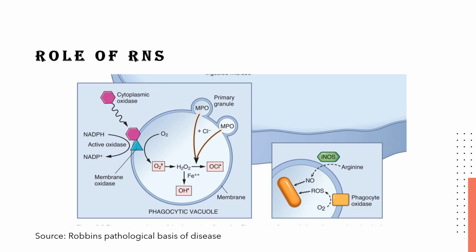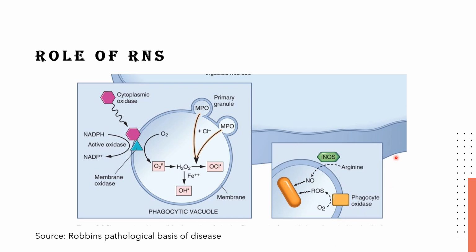Now coming to the role of the reactive nitrogen species, it is important to understand there are three important nitric oxide synthases. One is eNOS, or the endothelial NOS, one is nNOS, or the neuronal NOS, and one is iNOS, or the inducible NOS. iNOS is important for the phagocytosis of the particular microbe.